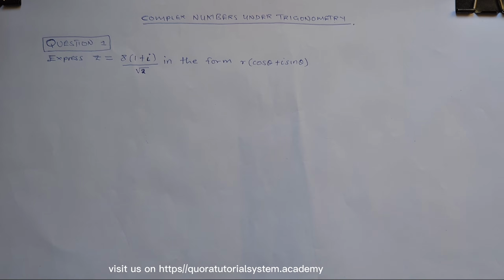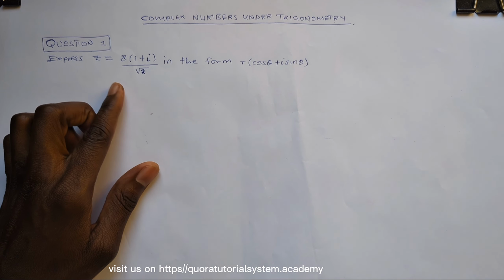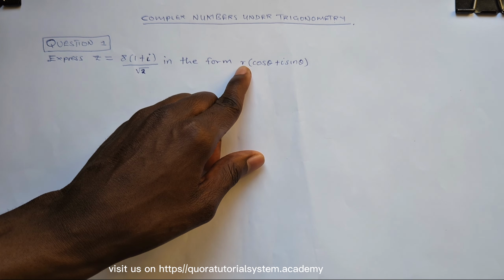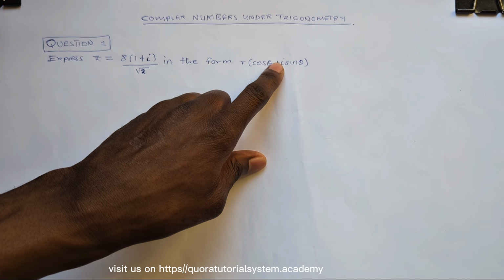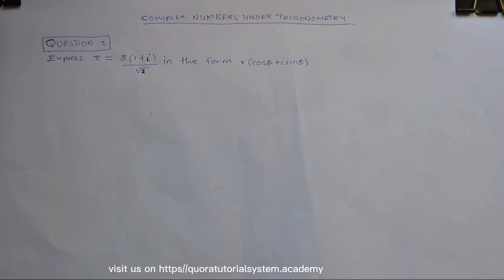Today we are dealing with trigonometry. Of course, that is complex numbers. So there's a question here that we need to understand how to answer, and we need to express this very question in the form r(cos theta + i sin theta).